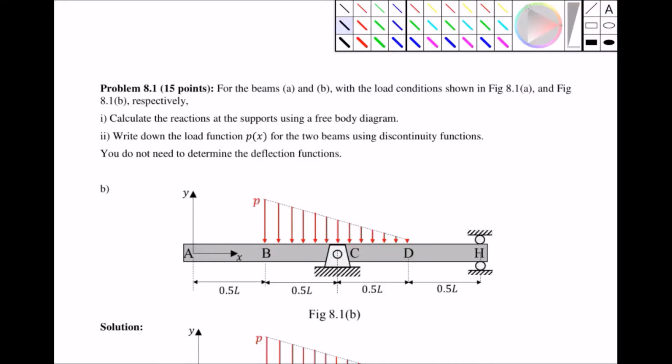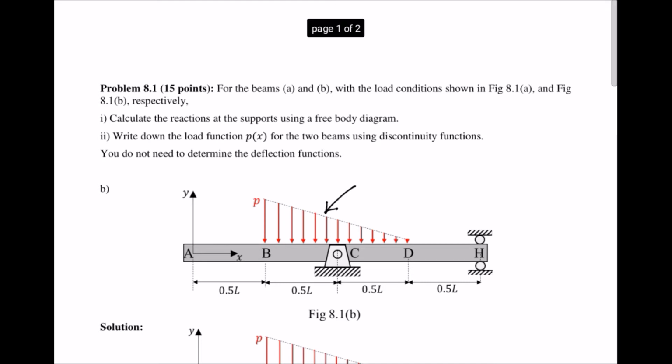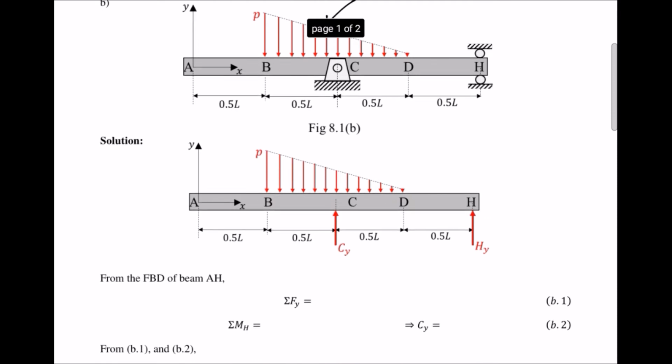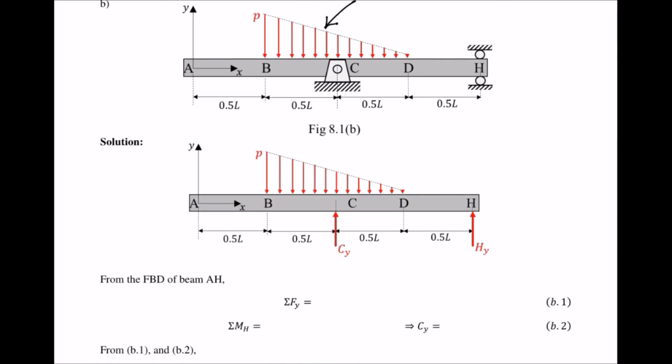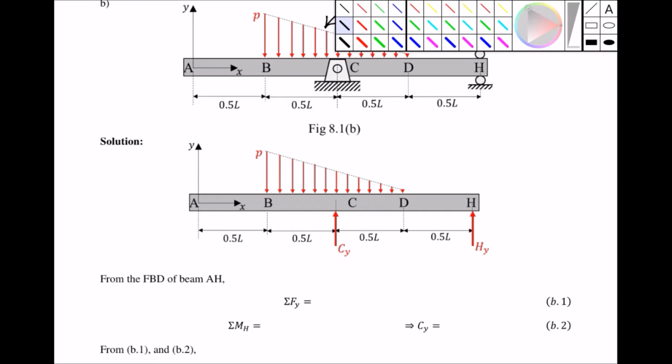In this problem, we are asked to determine the load function for a simply supported beam that's subjected to a linearly varying downward load. From the free body diagram, we see that there are going to be upward reactions at C and H. Note that the magnitude of the triangular load is going to be half PL, and that the distance of the effective line of action of the force is going to be 2L over 3 from D.